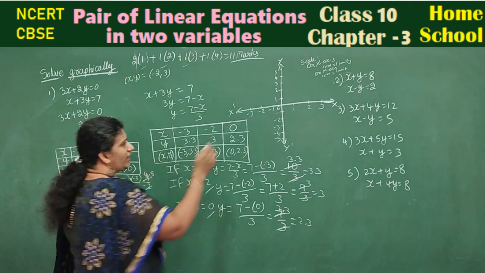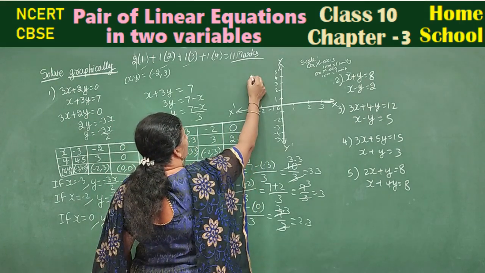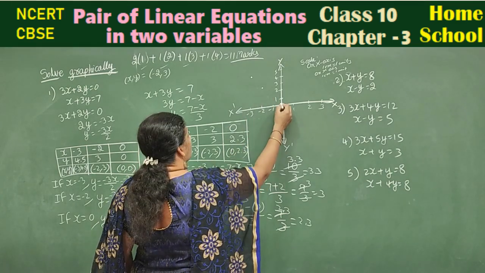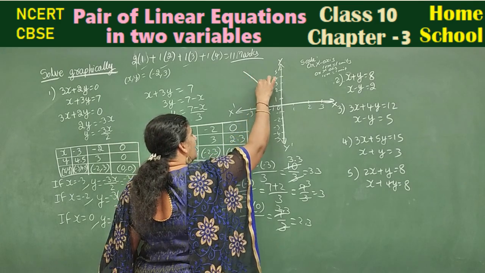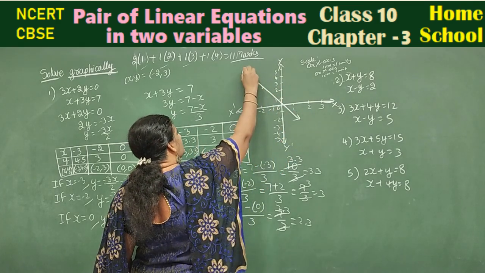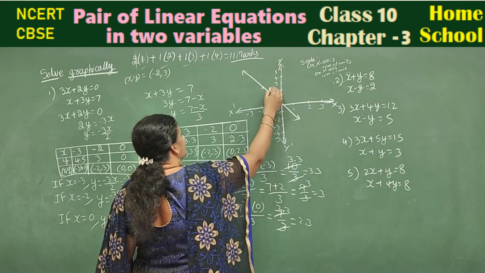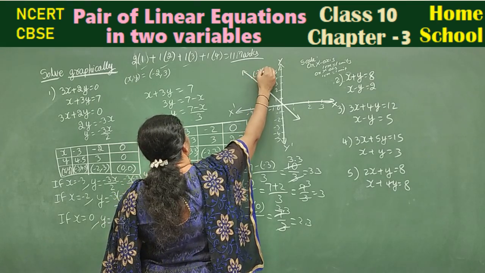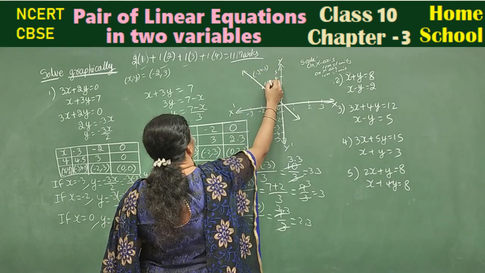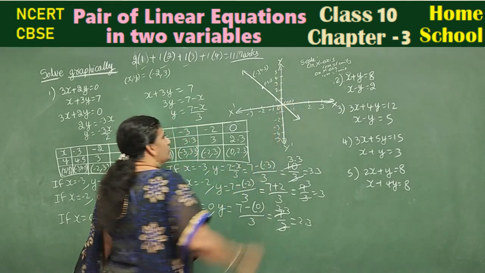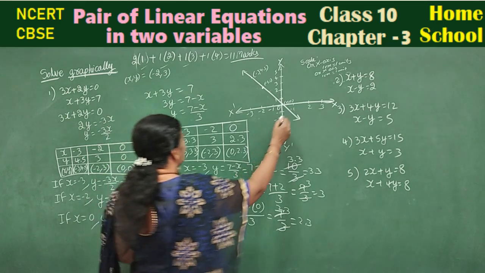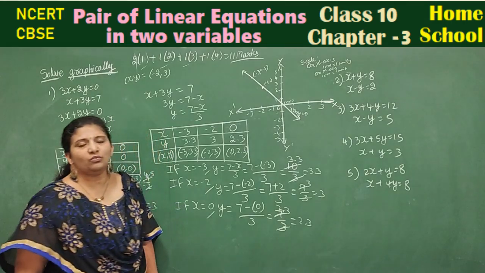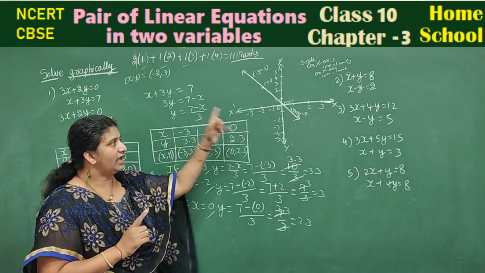Now let me plot these. -3, 4.5 somewhere here. -2, 3 here. 0, 0. And your line is like this. But you please do it in your graph sheet, and be careful. Mark here -3, 4.5, and this is -2, 3, and 0, 0. And again write the line equation: 3x plus 2y is equal to 0. With that, one linear equation in two variables graph is completed.